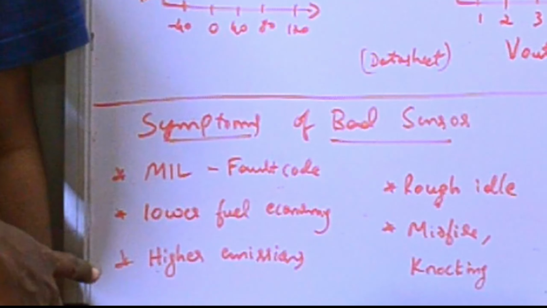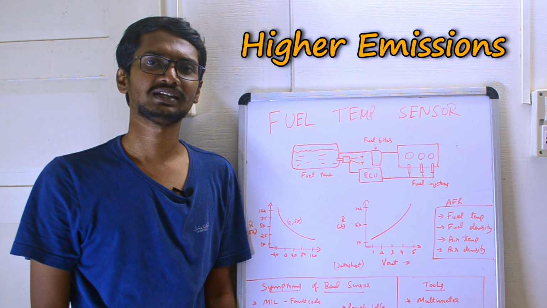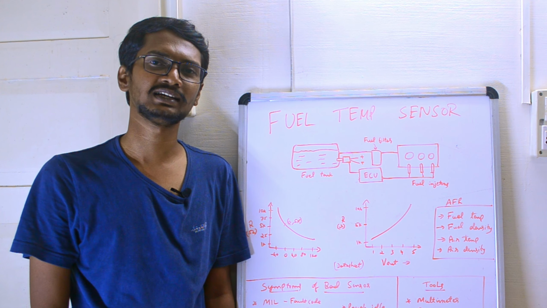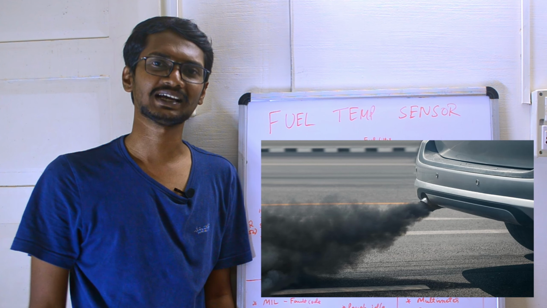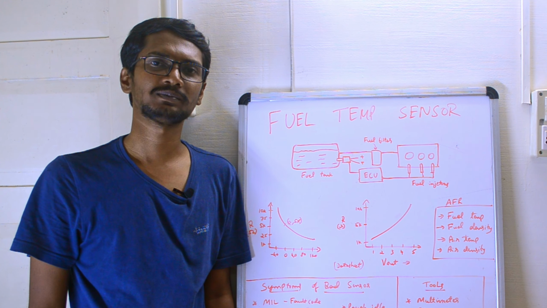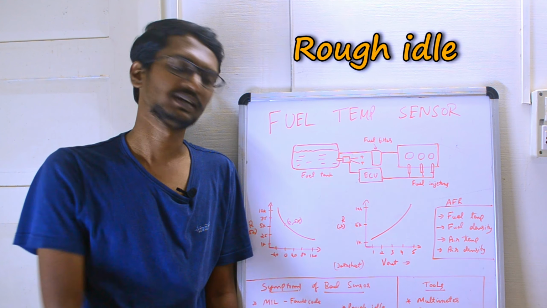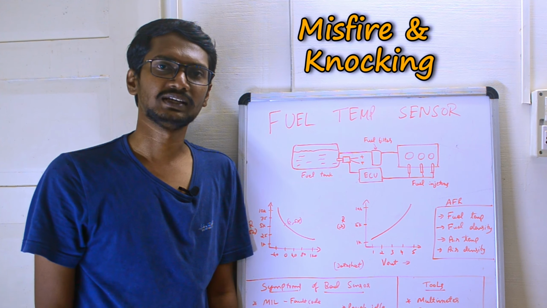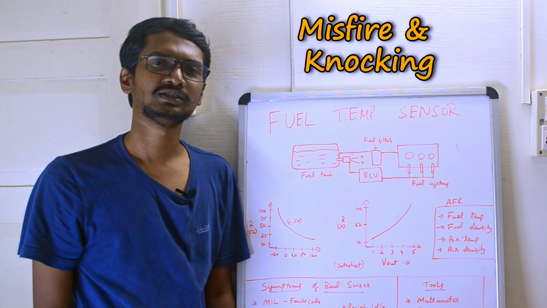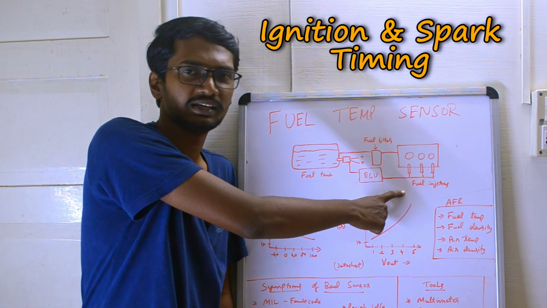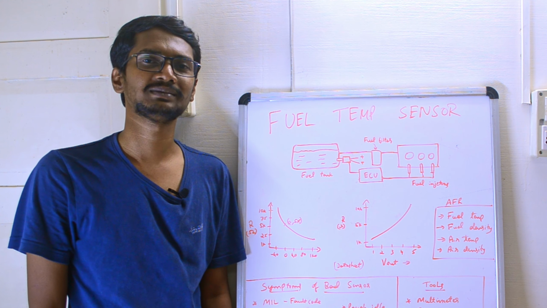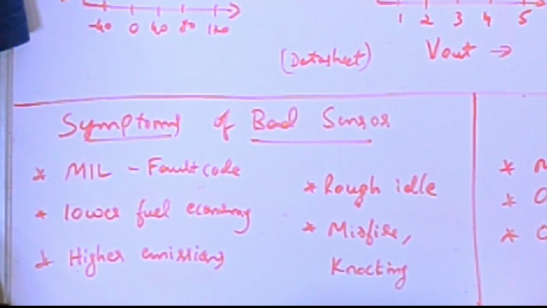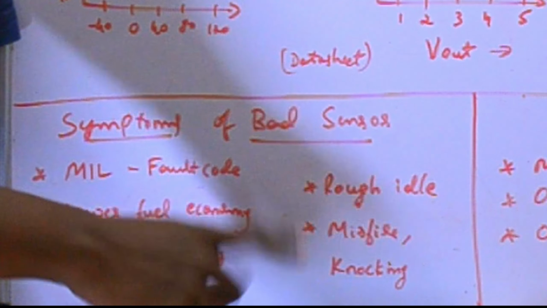Next one is higher emissions. If the AFR ratio is not accurate, engine might run in lean condition or rich condition. Depending on that, engine might produce more black smoke, it might produce more carbon monoxide or nitrogen oxide which are harmful in nature. We can even observe rough idling. Then last one is misfire and knocking. If the ECU is not able to calculate ignition timing and spark timing accurately, engine might misfire or it might lead to a condition called knocking. I'll explain you this concept in detail in future videos.